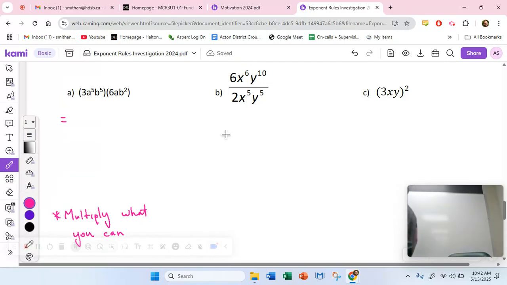What I mean by that is, I see a 3, I see a 6. I can multiply 3 and 6 together. They're numbers. Let's multiply them. That's 18. Just multiply them. And then I have a power of A, and I have another power of A. I can multiply powers of A together using my rule. That's like A to the power of 1.